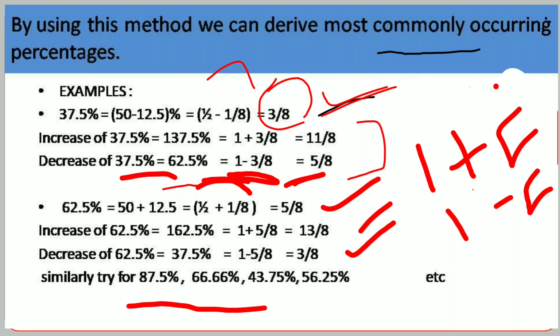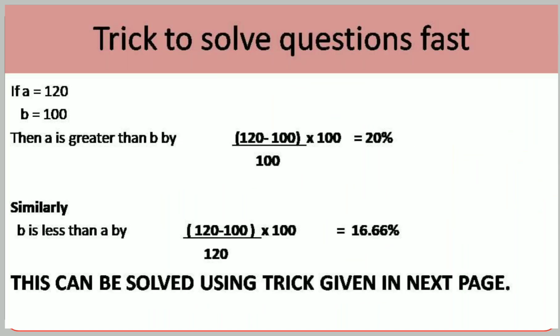Similarly, try for these values. See here, it is verified that 37.5% from 62.5% is equal to 3 by 8, and also on solving from our method we get it as 3 by 8, right? So now moving on. Now here's the trick to solve the questions faster.